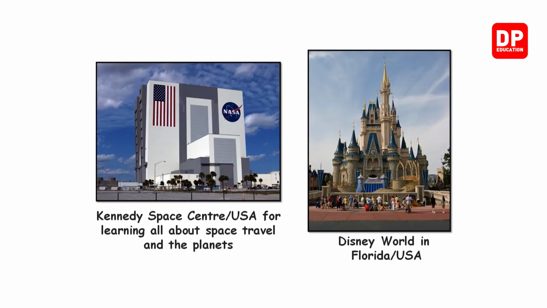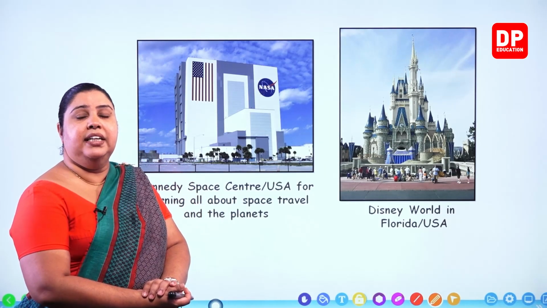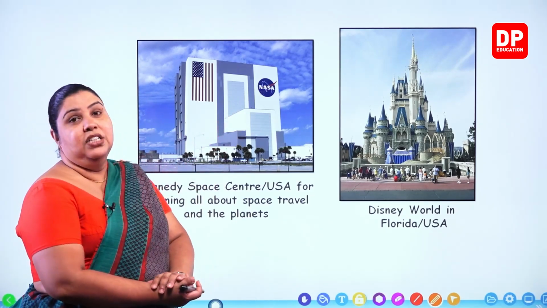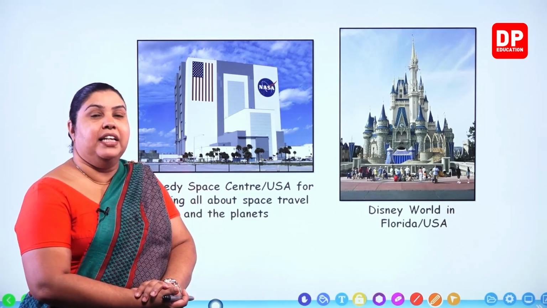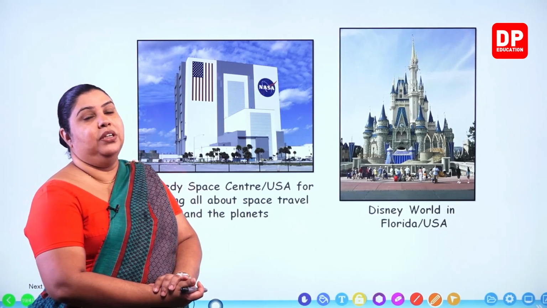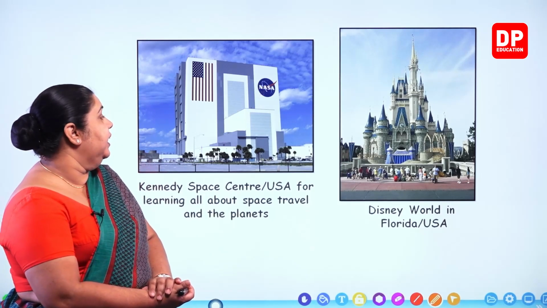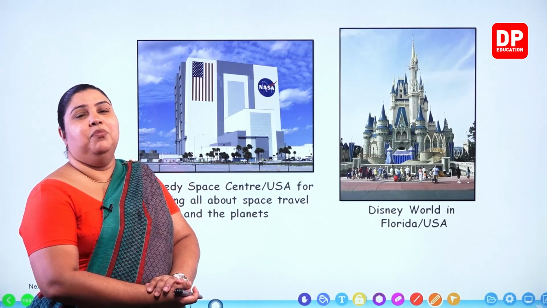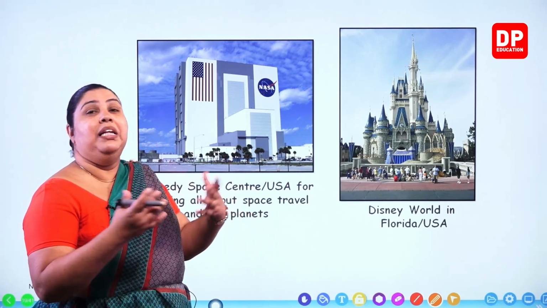Then we can see one of the most important places, the Kennedy Space Center in USA, for learning all about space travel and the planets. දැන් මගේ පුතාලා NASA ආයතනය කියලා අහලා තියෙනවා නේද? That is called the Kennedy Space Center. The NASA. So anyone who wants to learn about space, the planets and the solar system, can go to this NASA. If you go to North America, you can go and see this NASA in USA. You can learn about it. They will tell you how the solar system works, and you know about the planets, the Milky Way.